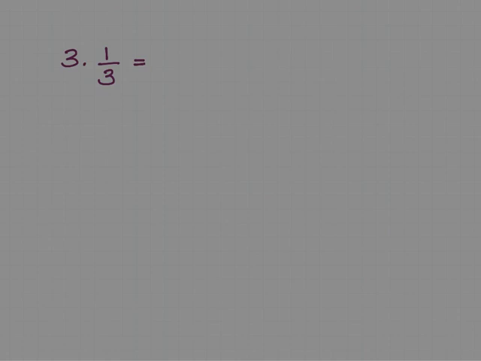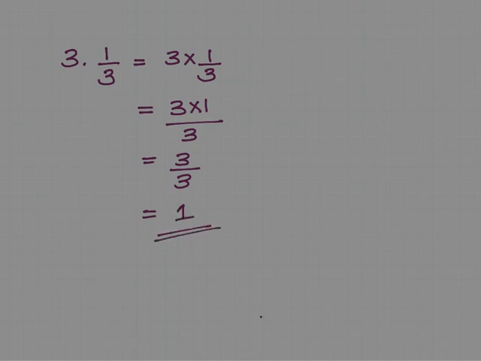Now let's solve the problem. 3 dot 1 by 3 equals what? 3 dot 1 by 3 can be written as 3 times 1 by 3. Okay, 3 times 1 is 3. 3 by 3, same number divided by same number is 1.